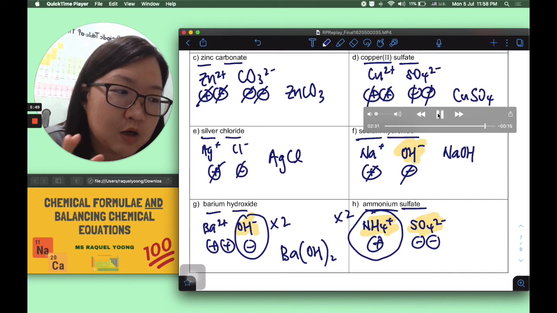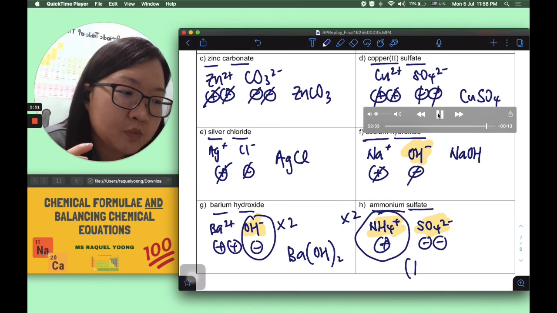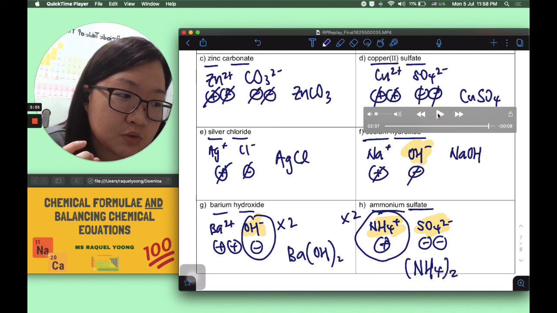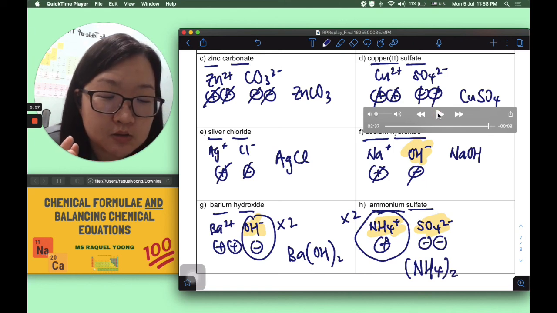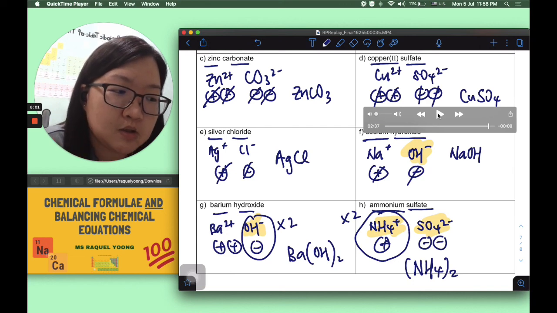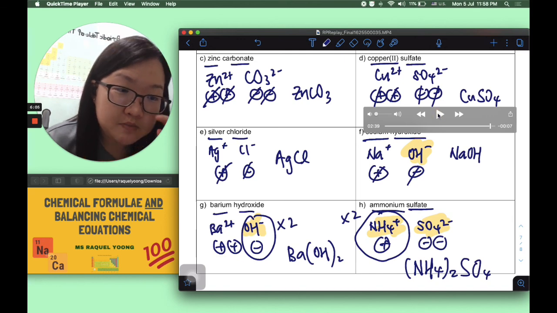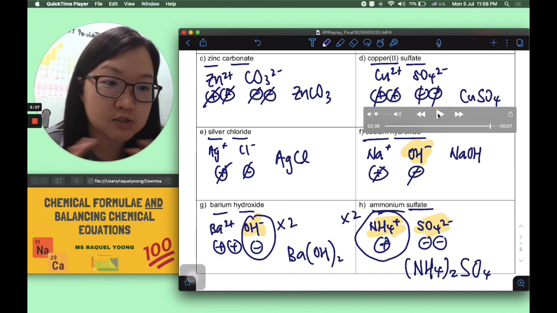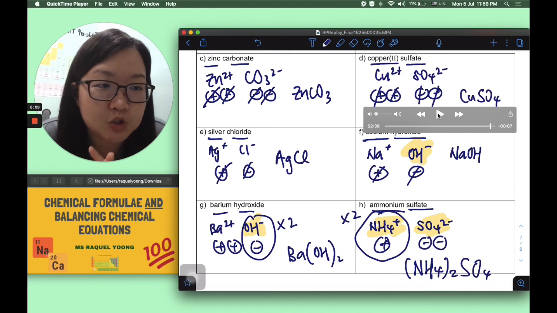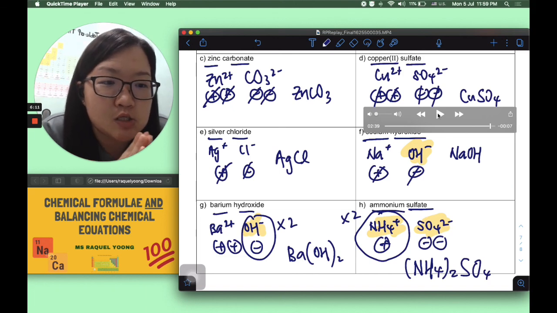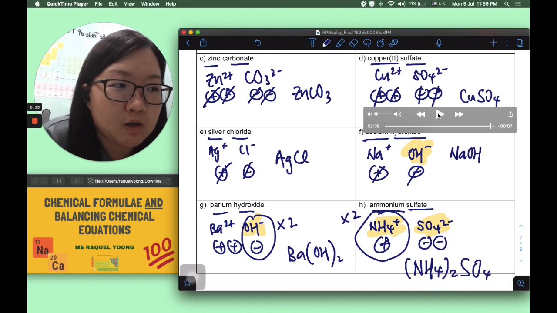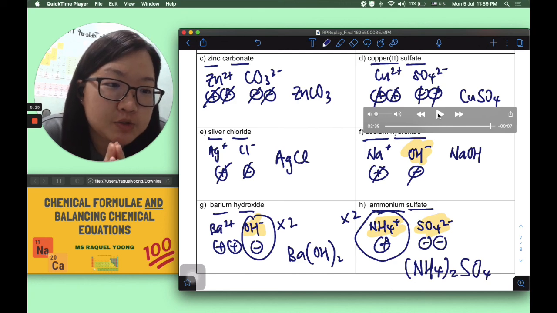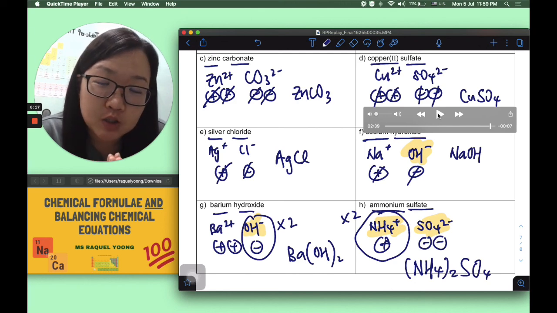Okay, so we'll start off immediately with a bracket, NH4 bracket 2, and then because sulfate is just 1 unit, right? So there's no need for brackets, we just copy it down. Okay, so that will be SO4. Okay, so yeah, that is it. We have completed worksheet 1, which is part 1 of our chapter, which is focusing on chemical formula.